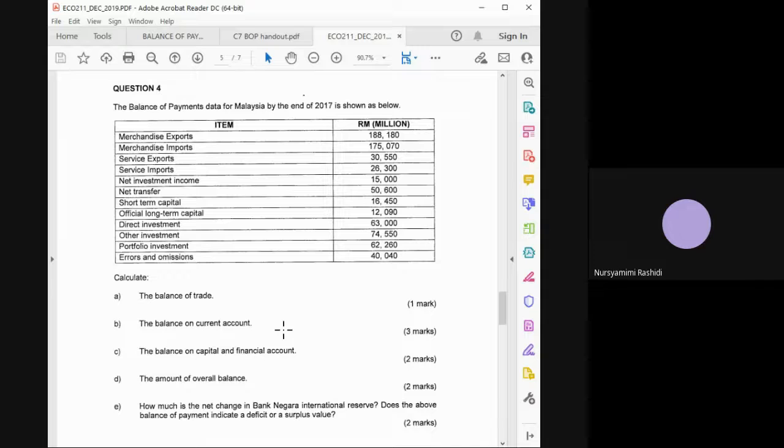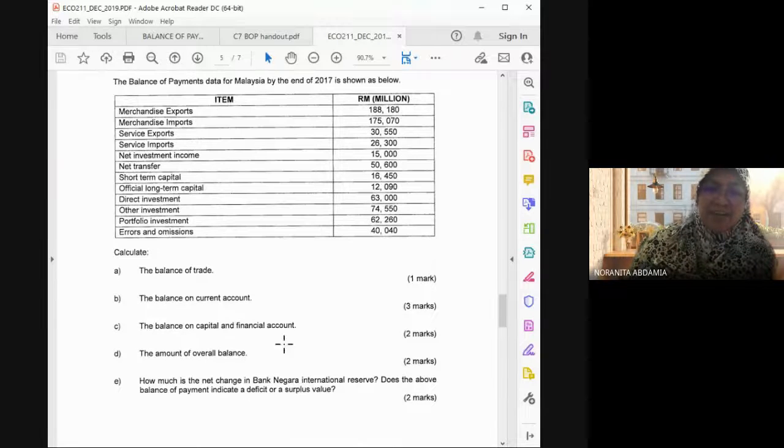Okay, madam. Right. And then the balance on the capital and financial account, simple. You can just straightforwardly give two, because the item is not more, less only. You can combine or give them separately. Capital first, how much, financial, how much, after that combine.